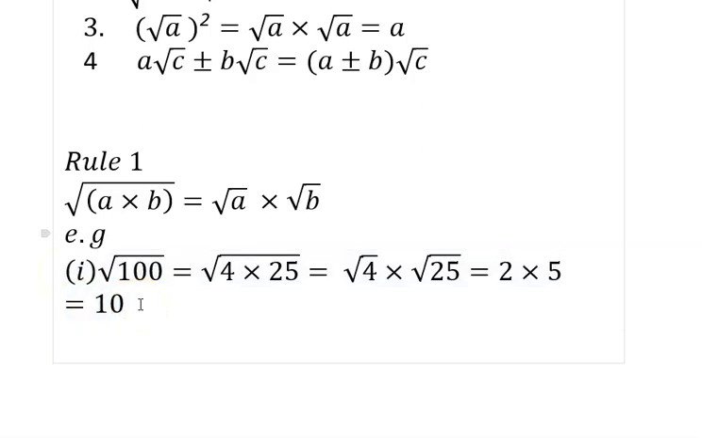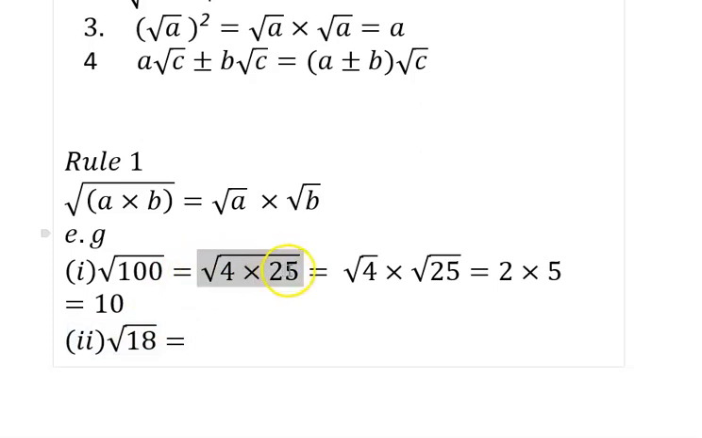So applying this rule number 1, let's take another example. If for example we have square root of 18. Now if you are to go by the method used up here, we can say 18 can give us 2 times 9. 2 times 9 will give us 18 naturally.